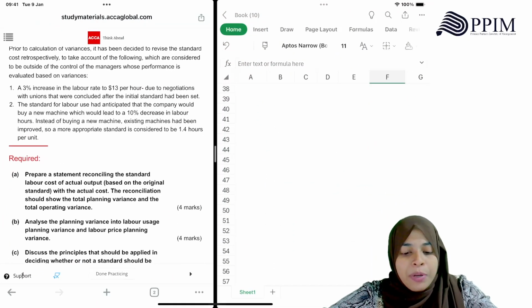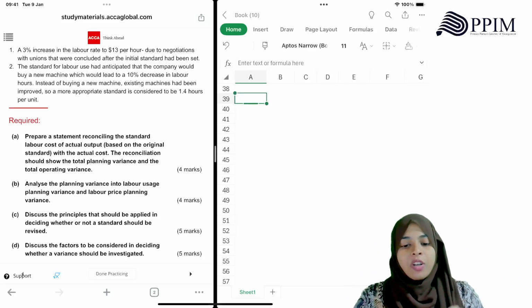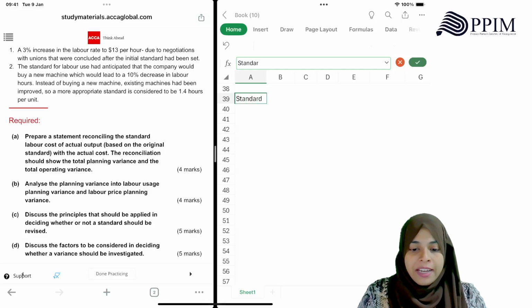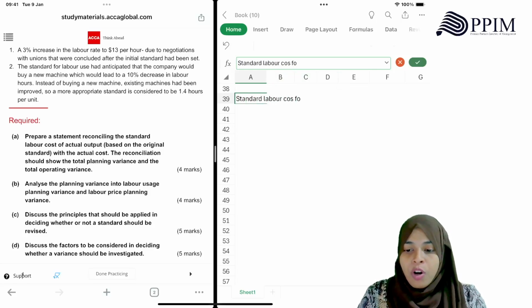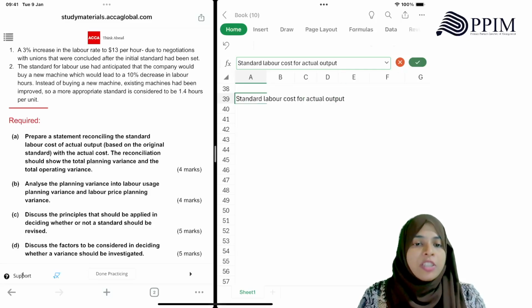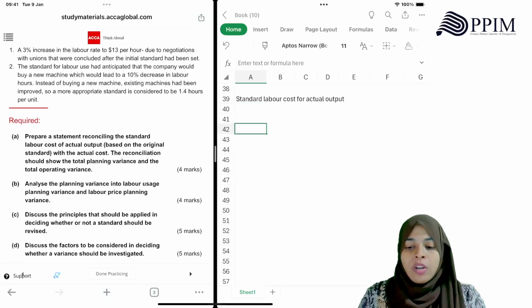No, but they're asking to prepare a statement reconciling. Let's see what they're asking first. Prepare a statement reconciling the standard labor cost of actual labor. So we have to take the standard labor cost for actual output. That means for the actual units produced according to standard, what should have been. Correct? Then with the actual cost.